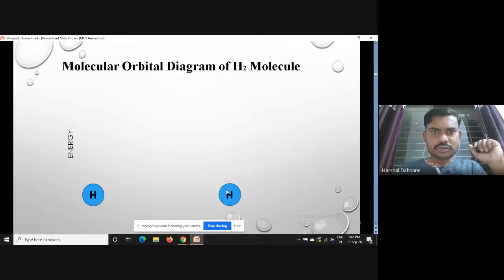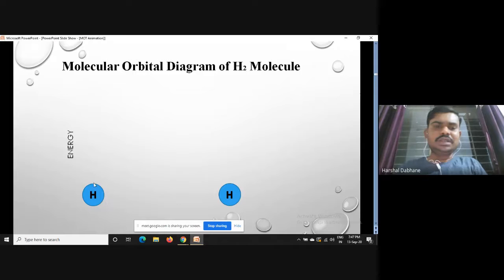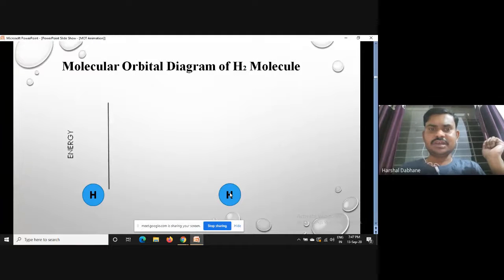Yes, sir. Okay. See, so these are the first hydrogen. This is the other hydrogen. Next, this is the energy axis, and this is the other energy axis. The same way you have to draw this diagram. That's why I will make this animation. Same way you have to make this diagram.